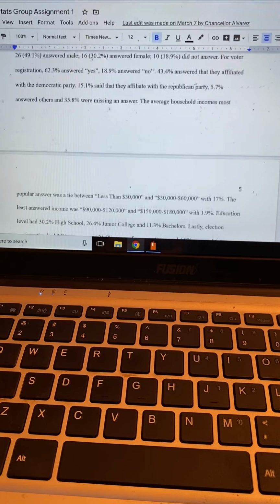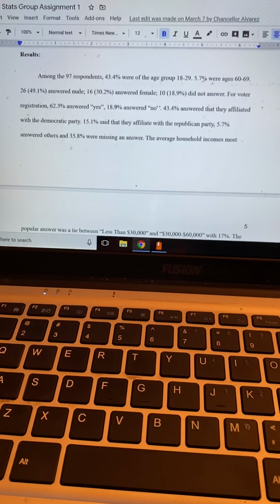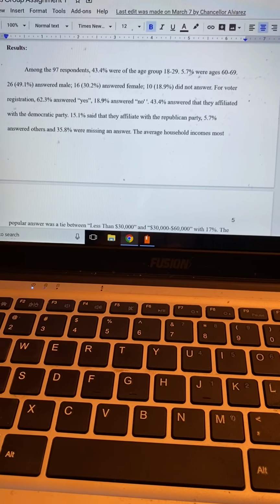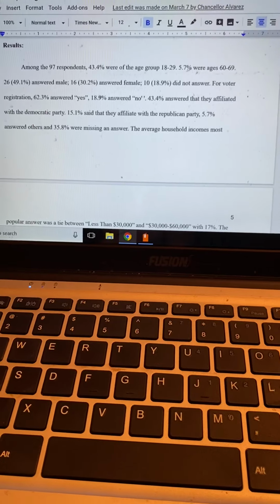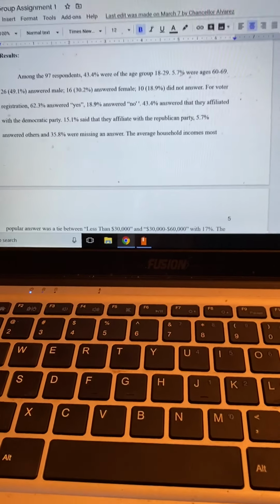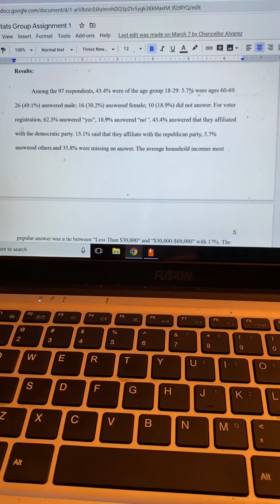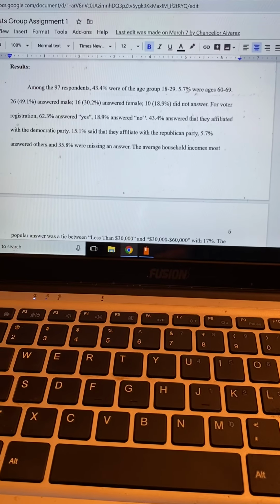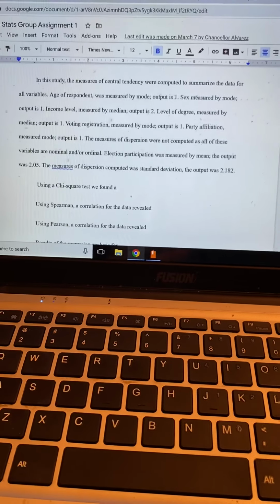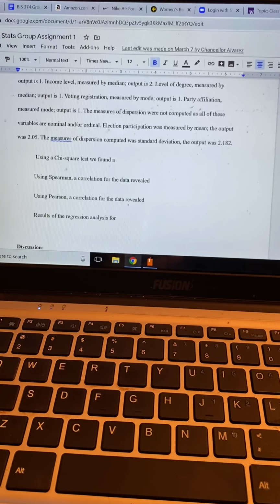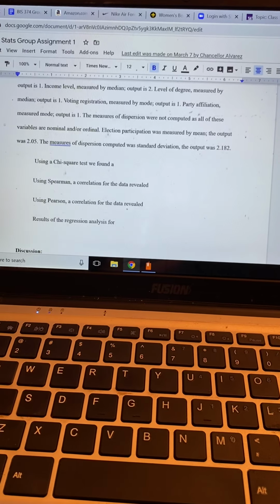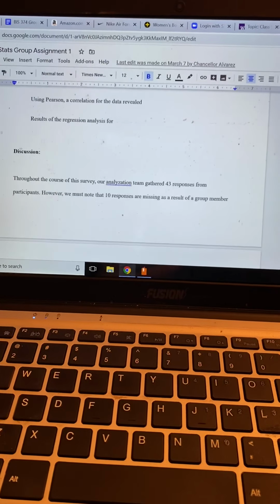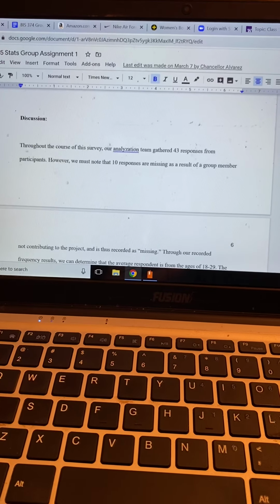And we found that there was a significant difference between people who voted for the Democratic Party and people who affiliated with the Republican Party, and between their degree level and who they were planning on voting for. Actually, it's very interesting. So we used a chi-square test, a Spearman test, a Pearson's test, and a regression analysis to understand how these relationships worked.